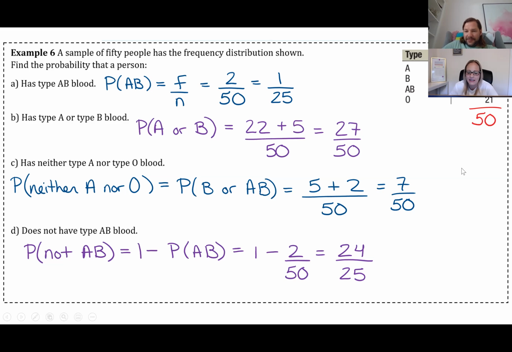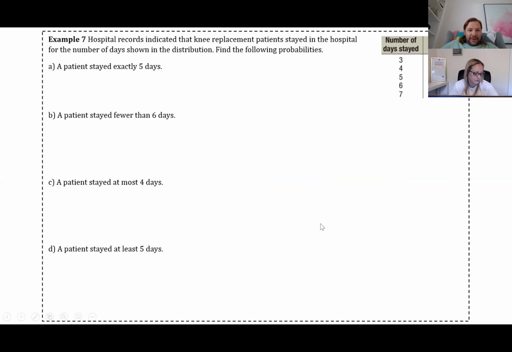So your instinct was to just add the other 3. And that certainly works when you only have 3 other ones to add. But if you have a giant table, then it's probably faster to just use the complement instead of trying to add up all of the other frequencies. But either way is acceptable, either way is right, and you should get the same answer either way. Okay.